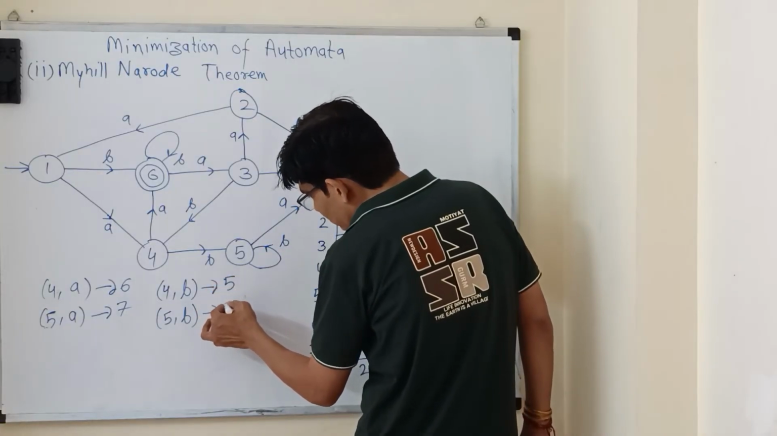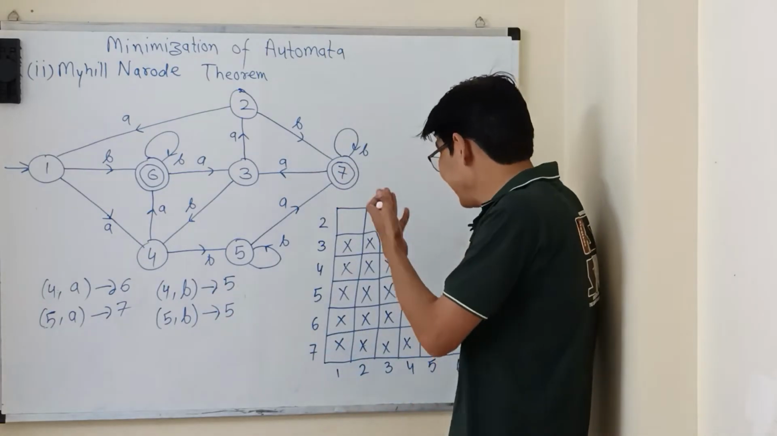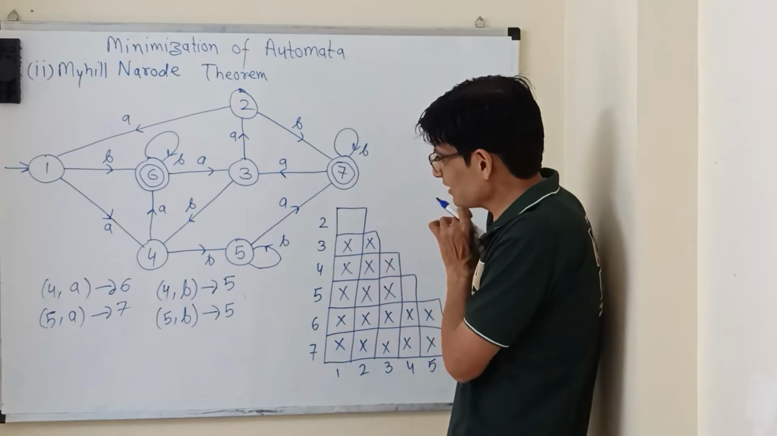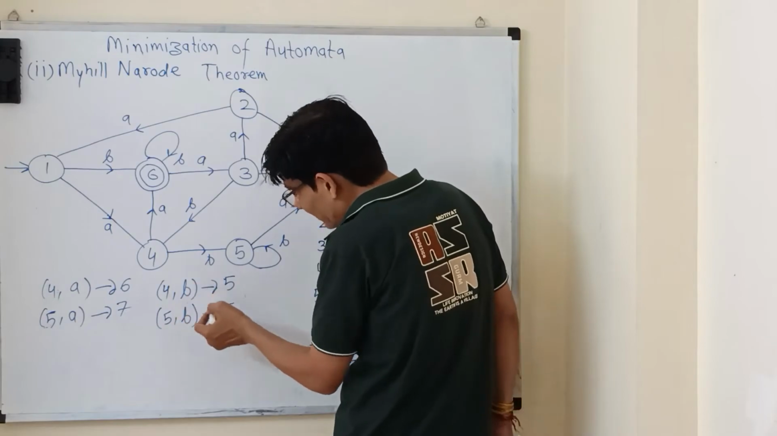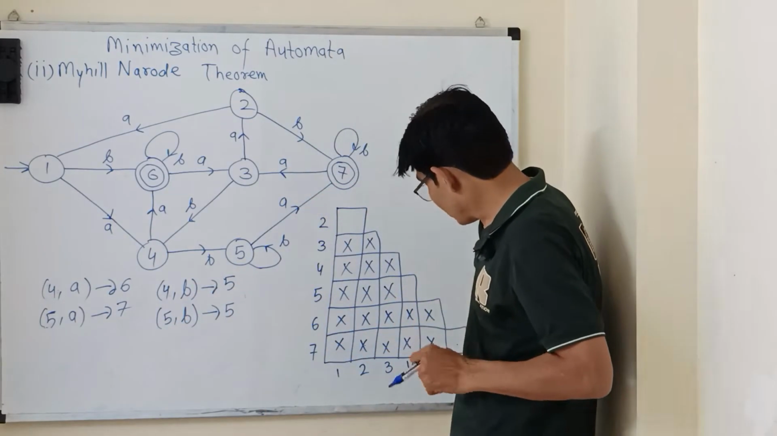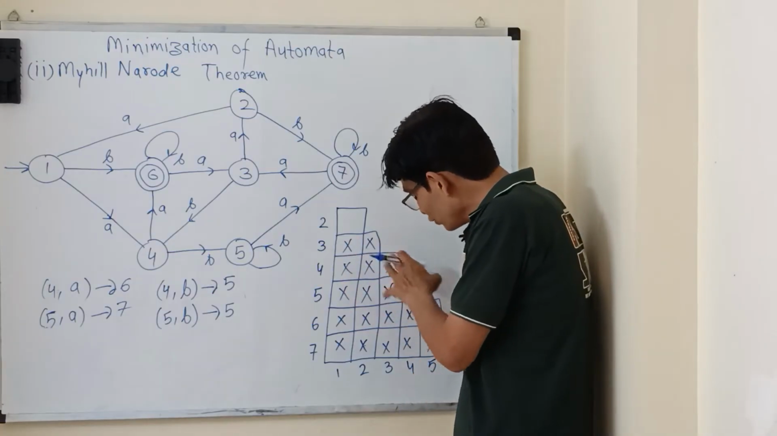So both between 5 and 5, we have not created even 5 and 5. So this means no cross is there. So on the basis of transition of B also, we cannot put cross here. Now try this, as we have put in some new cross.